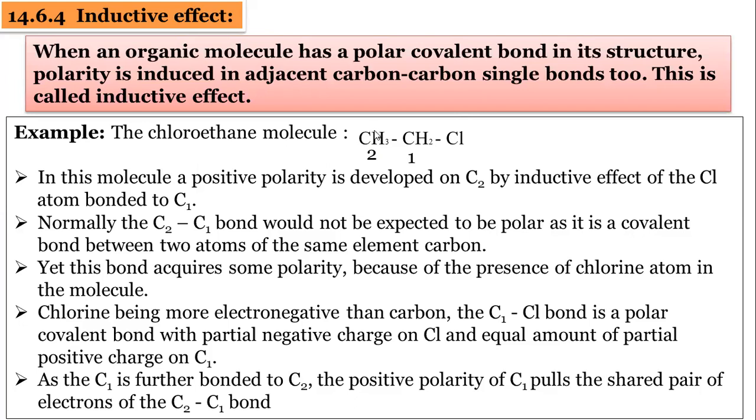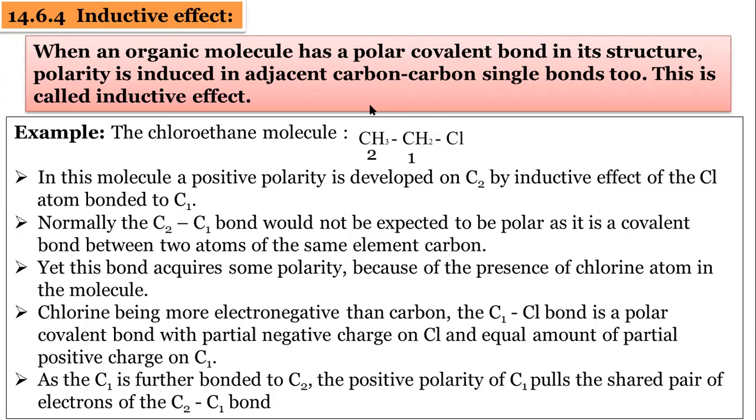So this is called the inductive effect. This example is given, chloromethane. In chloromethane, chlorine is an electronegative species, so polarity is developed in this molecule. The positive polarity is developed on C2, this is carbon number 2. Explanation is given: in this molecule, a positive polarity is developed on C2 by the inductive effect of the chlorine atom, which is bonded to C1.